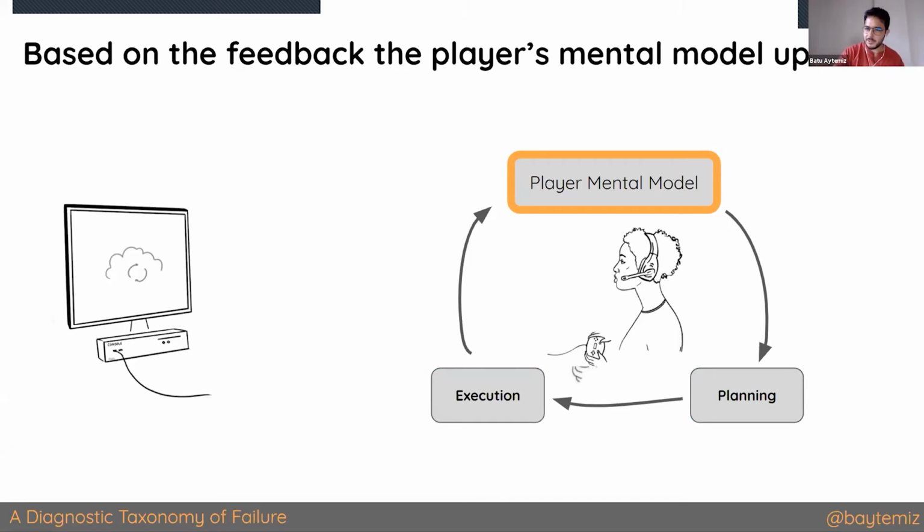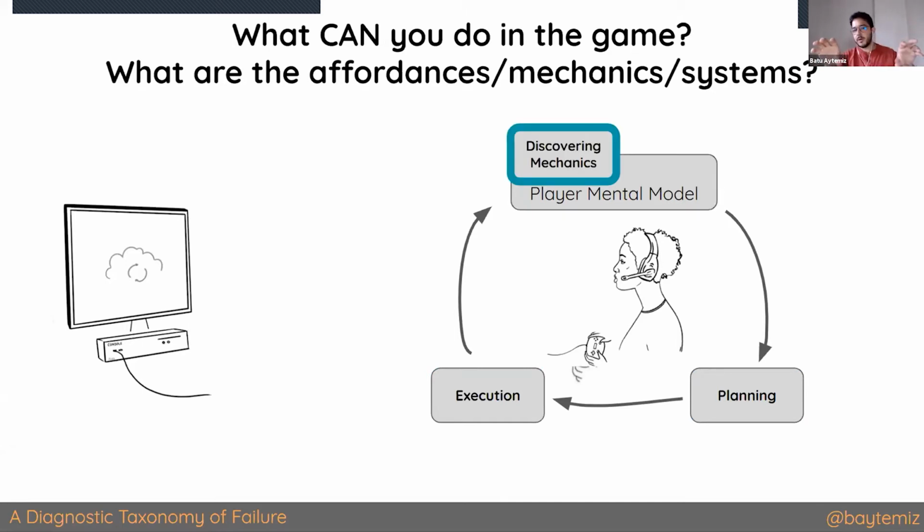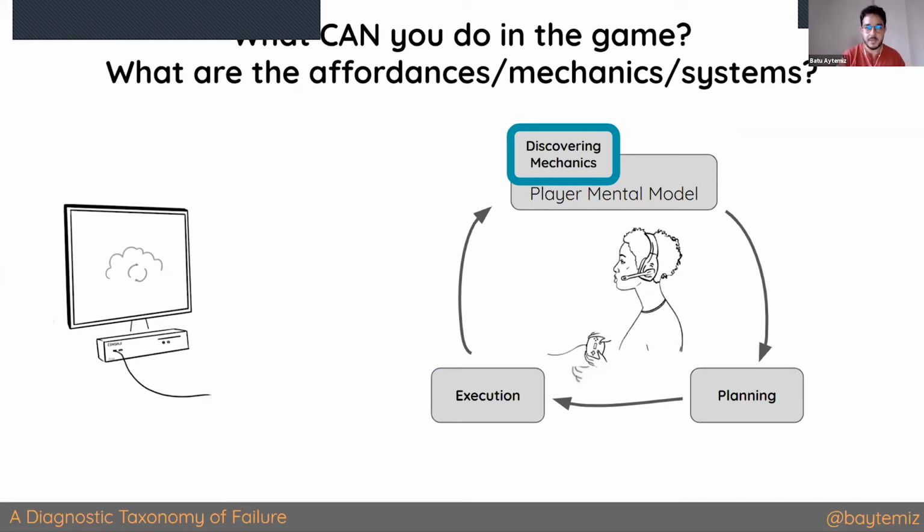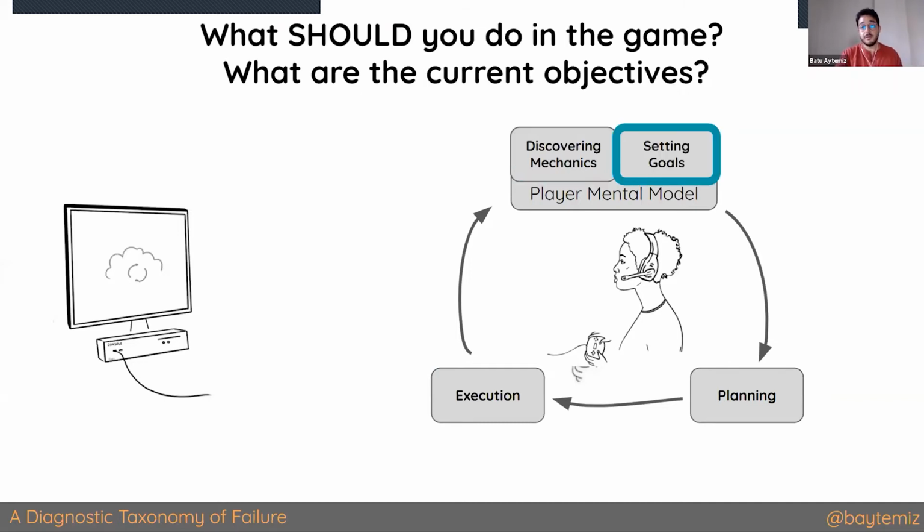So what is actually my mental model? We separate it into two parts. One is discovering mechanics, effectively meaning what can you do in the game? What are the affordances, mechanics, systems? That is the player's knowledge of the whole span of things that they can do, and also setting goals. So what should you do in the game? In combining what you can do and what you should do, we say the player has a mental model. So this is an iterative loop. The player has a mental model, plans, executes, updates the model.